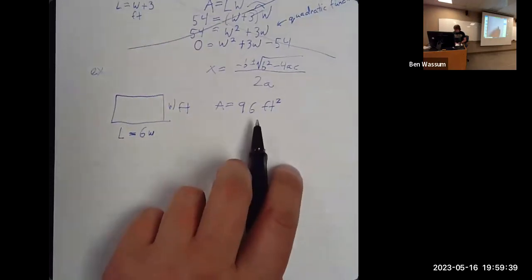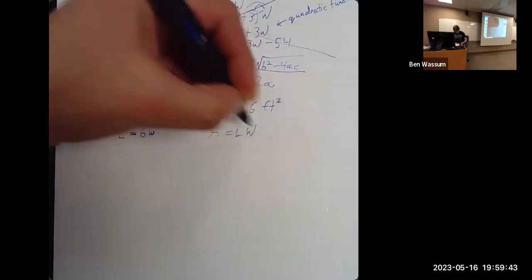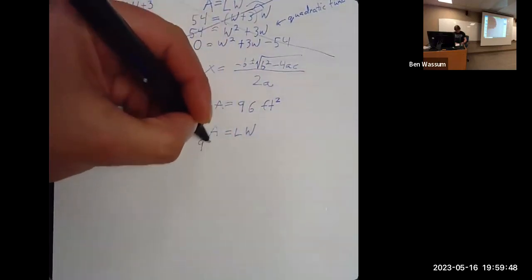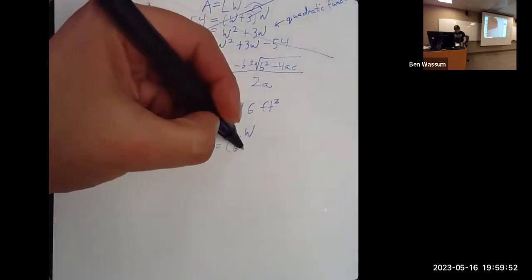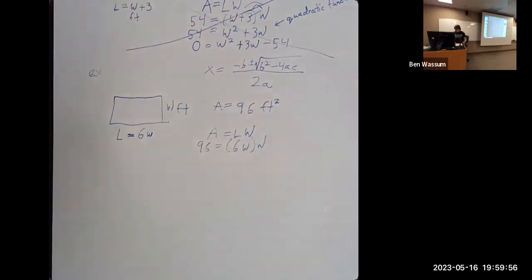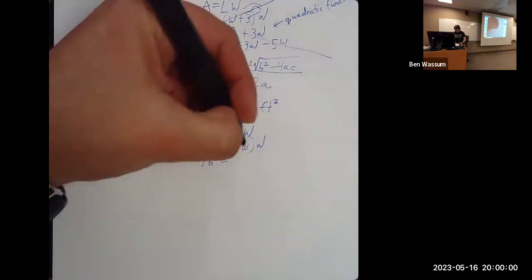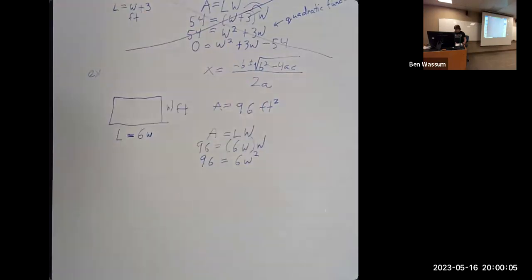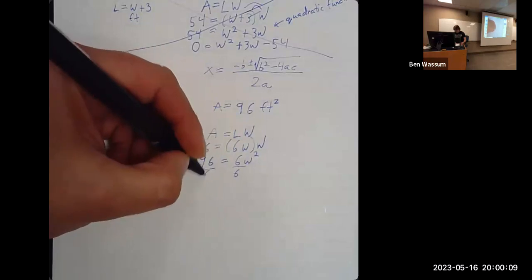So if I were to do that, same sort of setup, same sort of replacement. The area is 96. The L we're swapping out for 6W. The width we're leaving the same. And this ends up very similar to the earlier problem where we would multiply the W on there. We end up with 6W squared. We have to get the W squared alone, so we're going to divide off the 6.